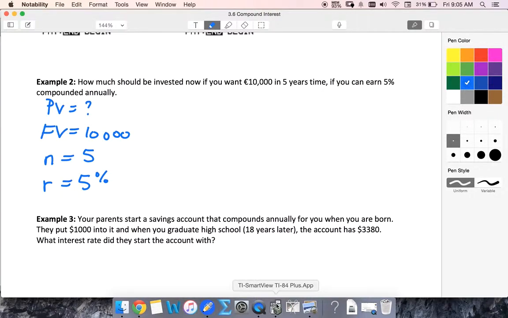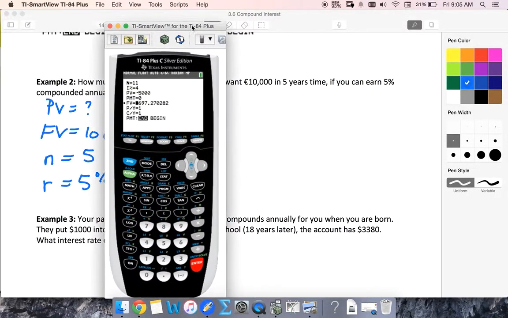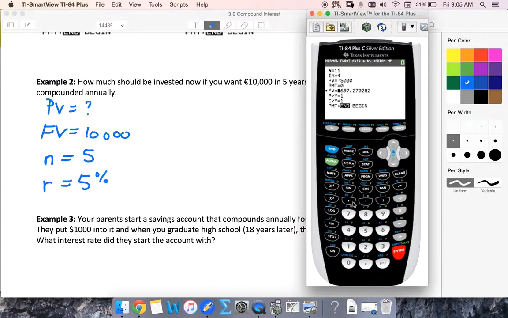So I'm going to come back in, and now my N is 5. My interest rate also 5. My amount of money I put in, I don't know. So right now I'm going to put in 0. Payments, I'm not making any payments. My future value is 10,000. Compounds once a year and I get money once a year.